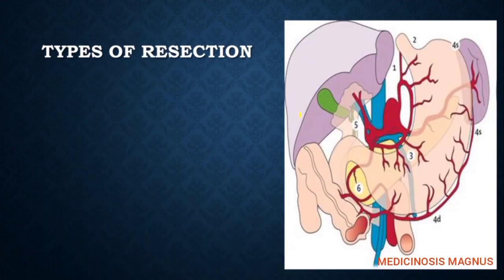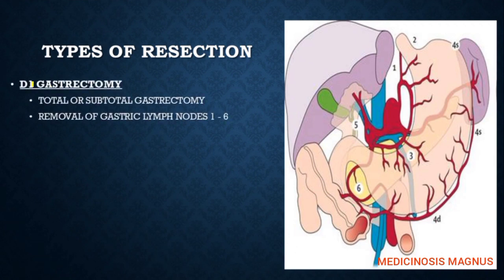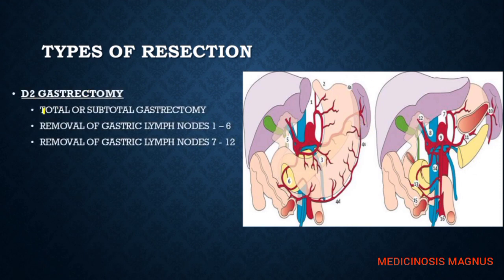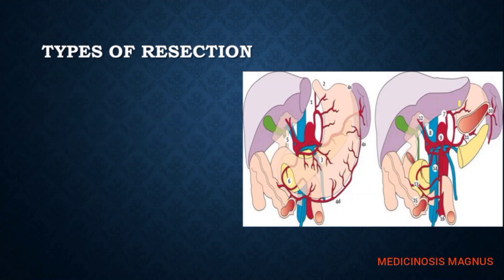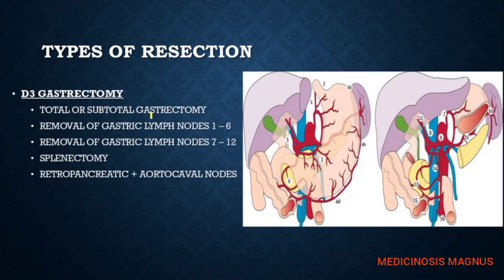So, how are the lymph nodes removed? D1 gastrectomy. Here, we are doing total or subtotal gastrectomy and we are removing lymph nodes 1 to 6. In D2 gastrectomy, we are doing total or subtotal gastrectomy, then removing 1 to 6 lymph nodes as well as 7 to 12 lymph nodes. In D3 gastrectomy, we are doing total or subtotal, then we are removing 1 to 12 lymph nodes as well as we are doing splenectomy and retropancreatic aortocaval nodes. This is not preferred due to high morbidity.